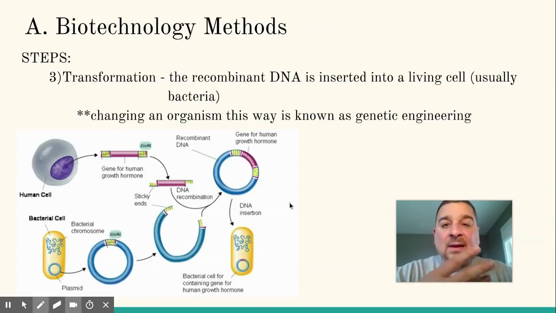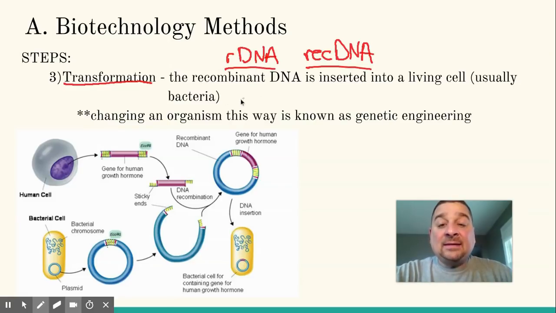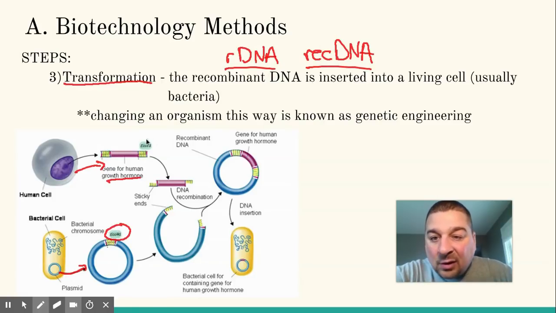Step 3 is transformation, getting that recombinant DNA, often written rDNA, or sometimes you'll see it rec DNA. It stands for recombinant DNA because it's DNA from two different sources put together. So again, down here they're showing human growth hormone, cut out of a human cell's genome. We take a plasmid out of the bacteria, cut it with the same enzyme, EcoRI. Notice the sticky ends will match. Get DNA ligase to put them together.